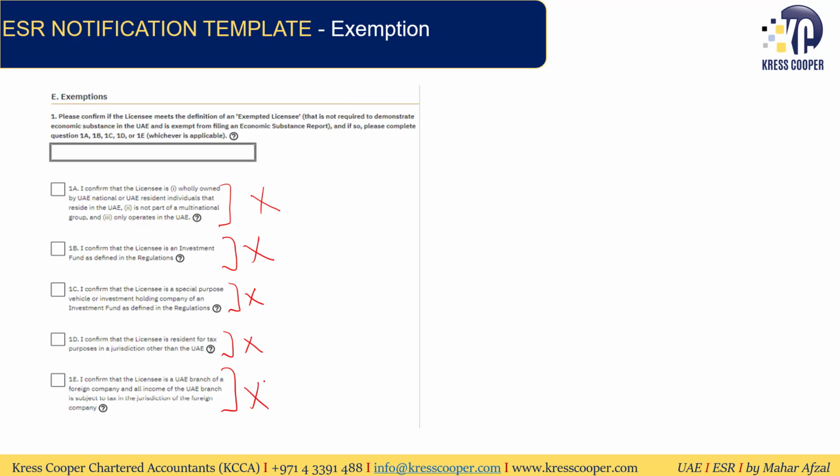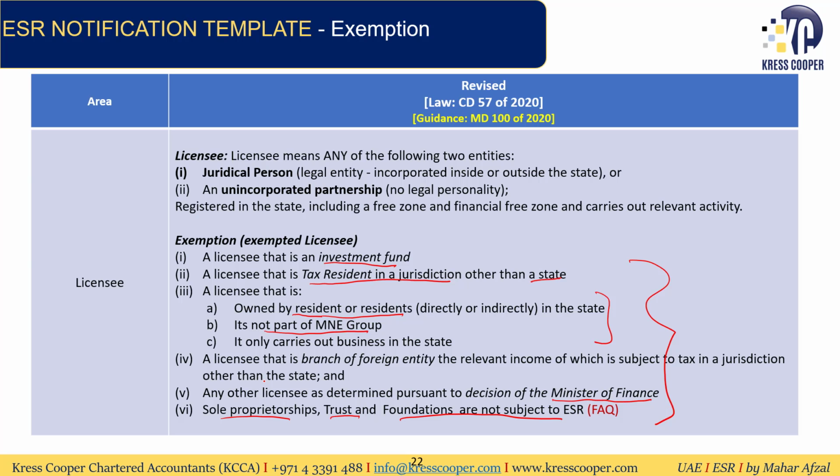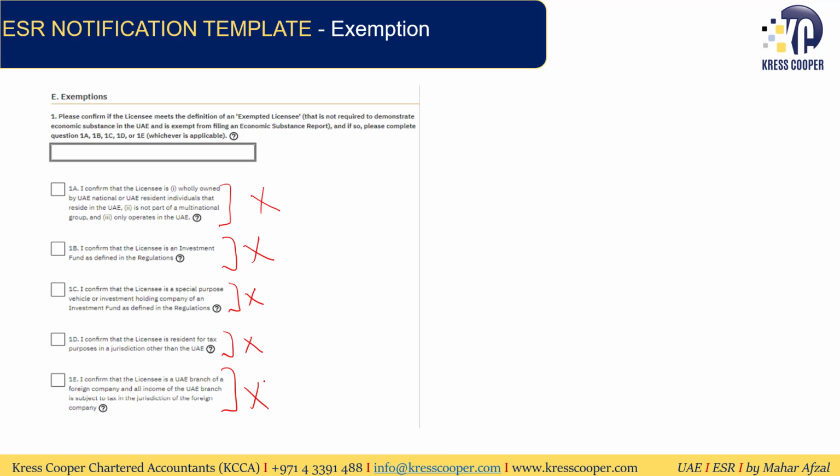There would have been sole proprietorship as well. There would have been trusts. There would have been foundations as well, because these are not subject to ESR either, but it has not been highlighted here. I believe it would have been part of these exemptions.